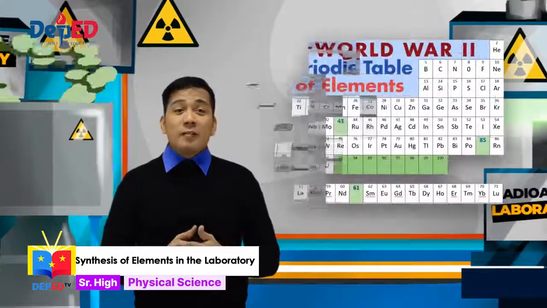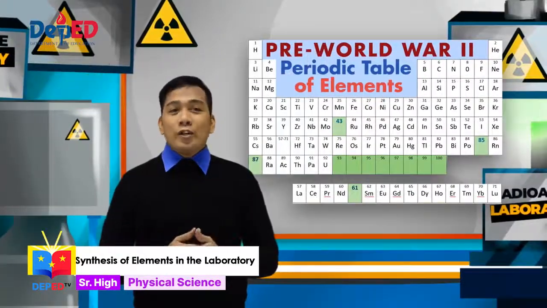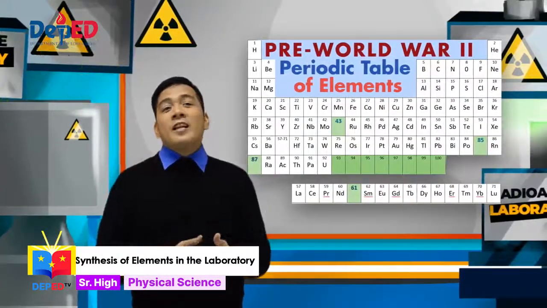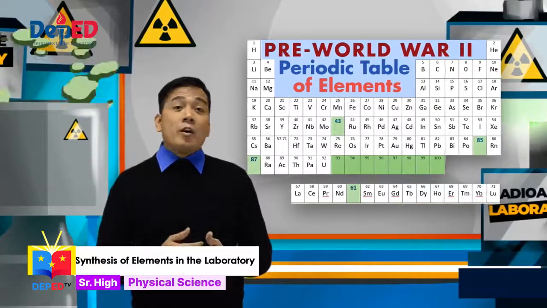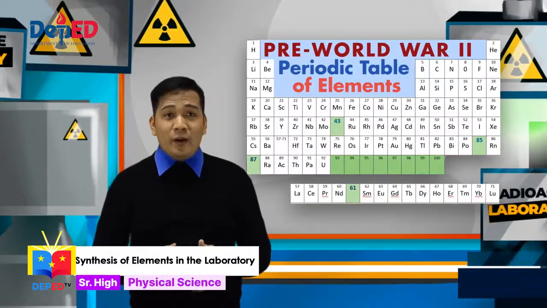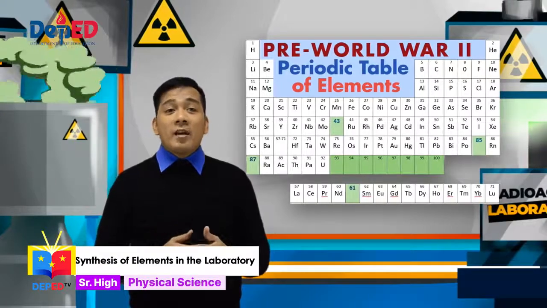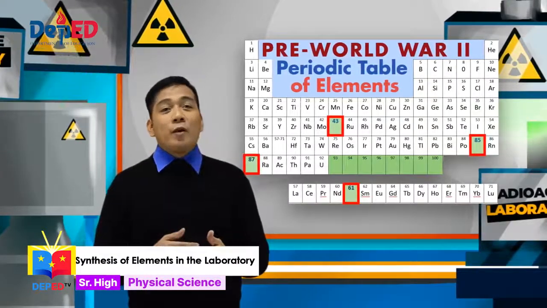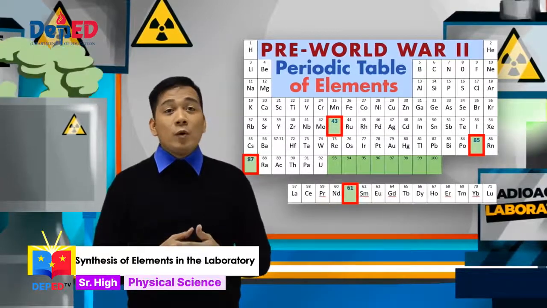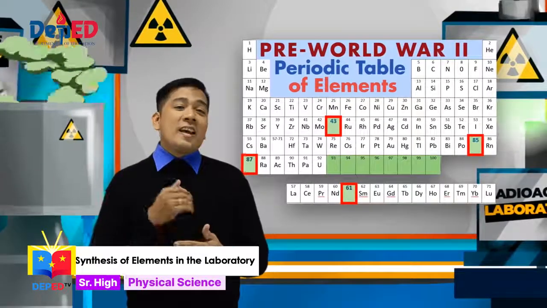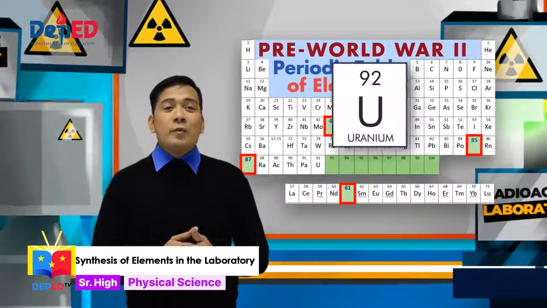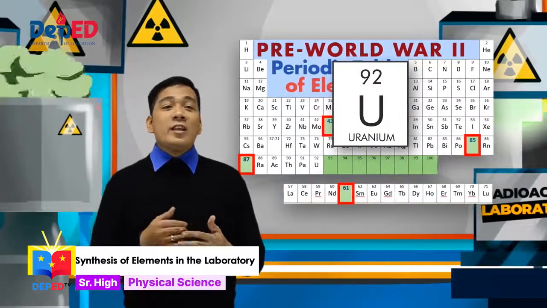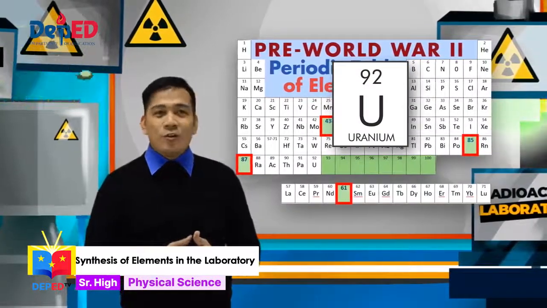But first, I'd like to show you how the periodic table of elements looked before World War II. Just like the periodic table that we have today, the elements were arranged according to their atomic number. However, unlike the periodic table that we have now, this one has lots of gaps. Elements number 43, 61, 85, and 87 were missing. Notice also that the heaviest element known then was uranium. I will show you how some of these elements were synthesized in the laboratory.